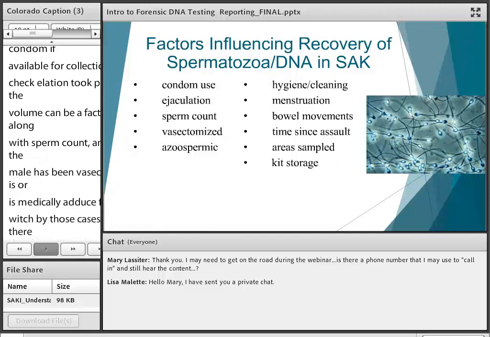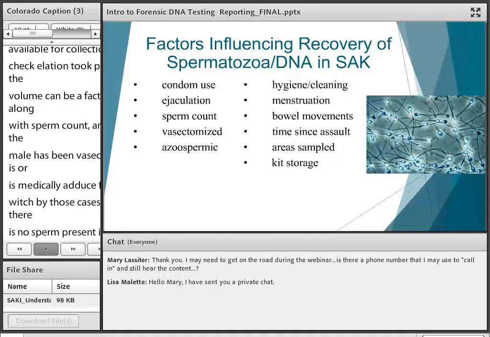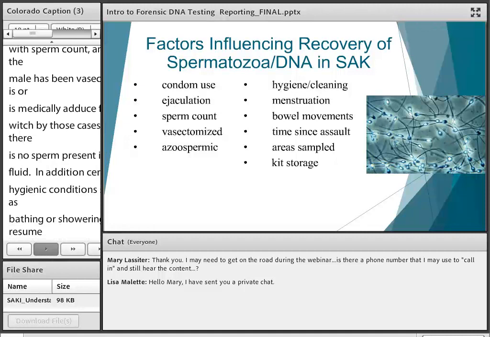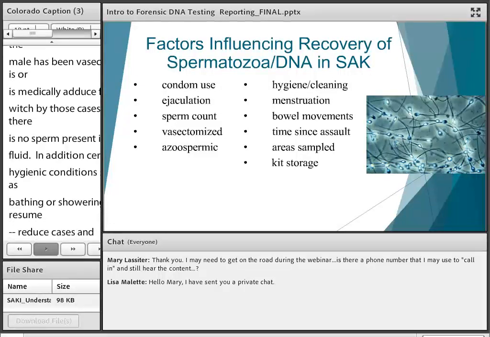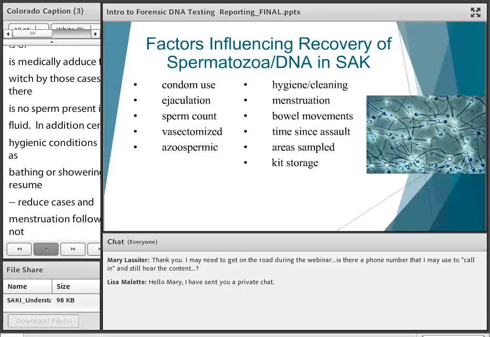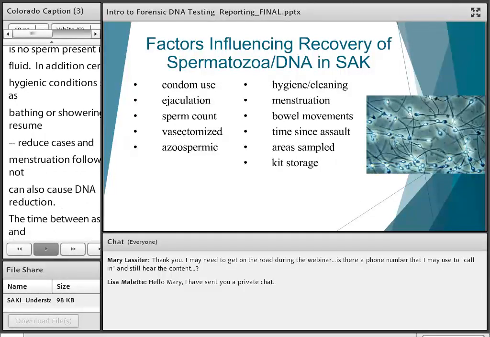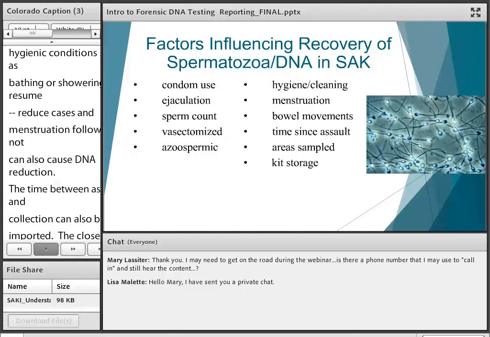In addition, certain hygienic conditions, such as bathing or showering following assault, can reduce chances of DNA recovery from the body. And bowel movements and menstruation following assault can also cause DNA reduction. The time between assault and collection can also be important. The closer the collection occurs to the time of assault, the greater the chances of collecting remaining DNA.